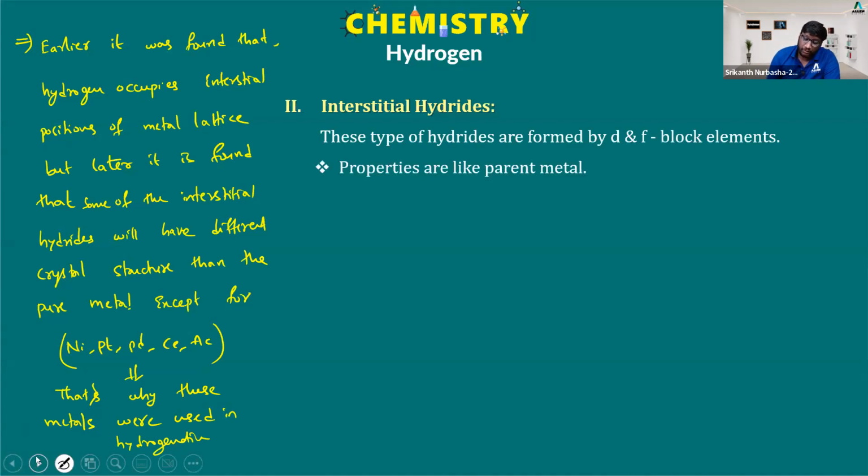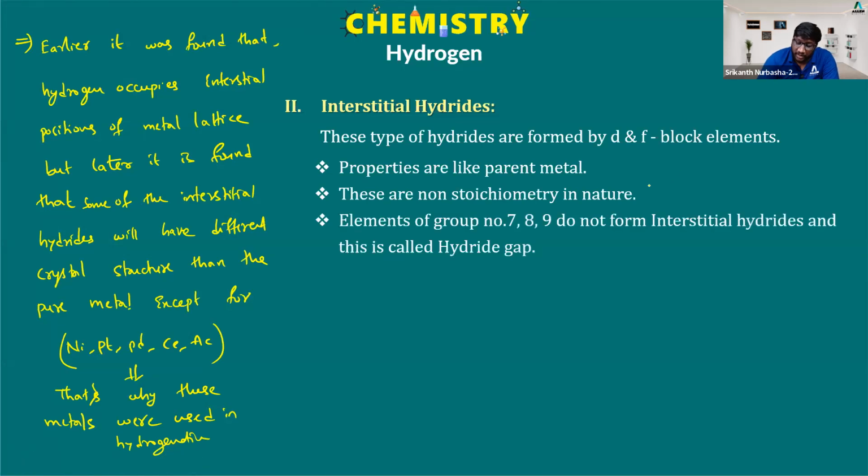These hydrates are formed by d and f block elements. Properties are like the parent metal. These are non-stoichiometric in nature. For example, lanthanum forms a hydrate LaH2.87, titanium forms TiH1.5 to 1.8, etc. These are non-stoichiometric in nature.